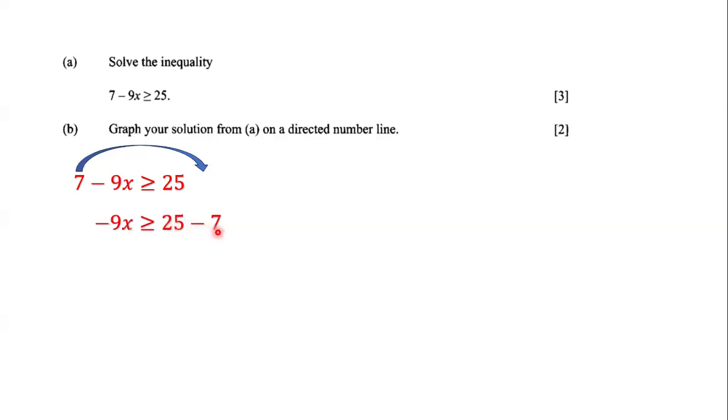Now, what is 25 minus 7? Well, 25 minus 7 is 18. And so we have negative 9x is greater than or equal to 18.